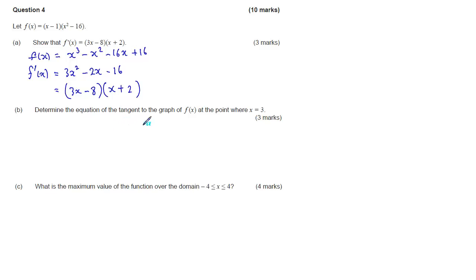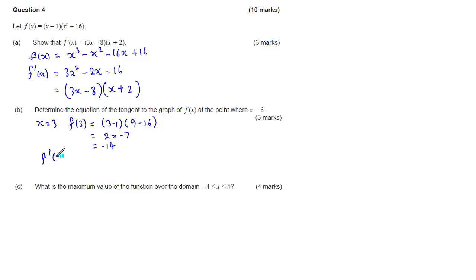Determine the equation of the tangent to the graph at the point where x is 3. So x equals 3. F of 3 will get us the y-coordinate of this point. So that's going to be (3 take away 1)(9 take away 16). So that's 2 times negative 7, which is negative 14.